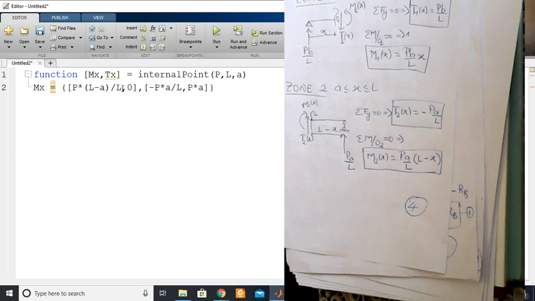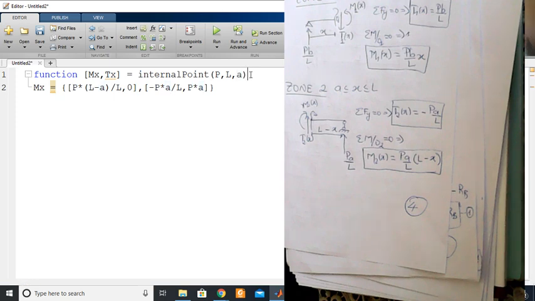Again, these vectors are to be viewed as polynomials that will represent our equations. So for a beam of length L that will have a point load of magnitude P at a point of application at a distance of A from the original position, okay?